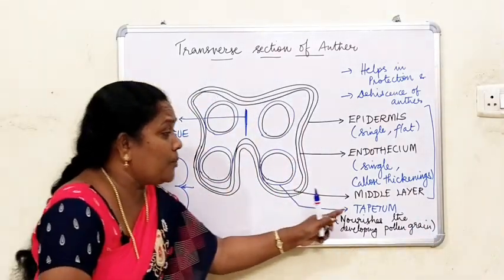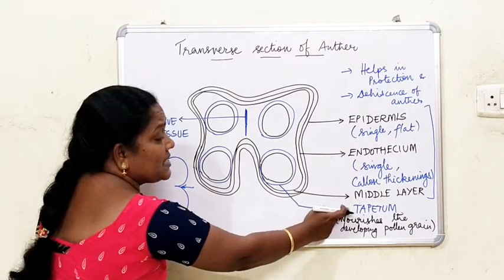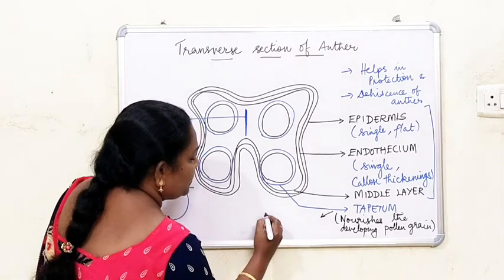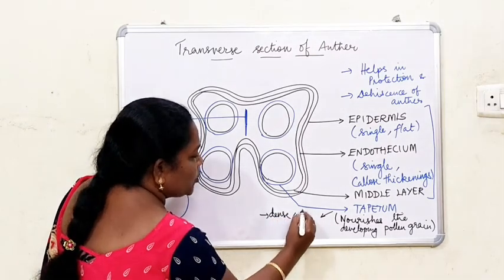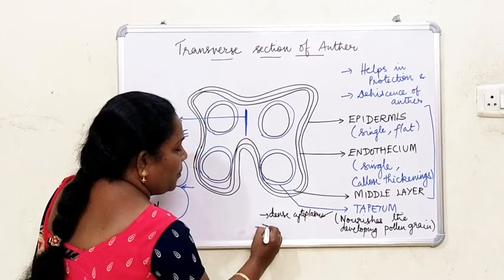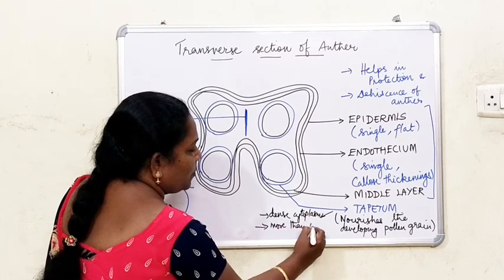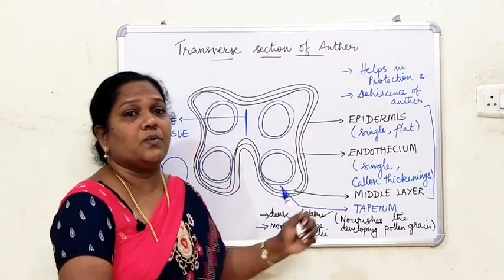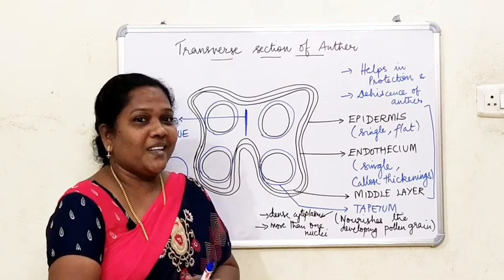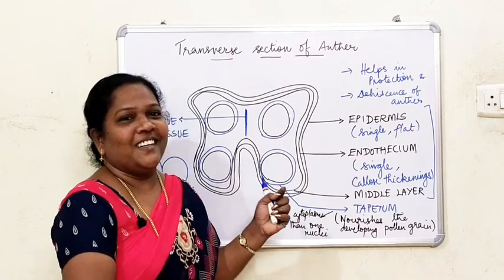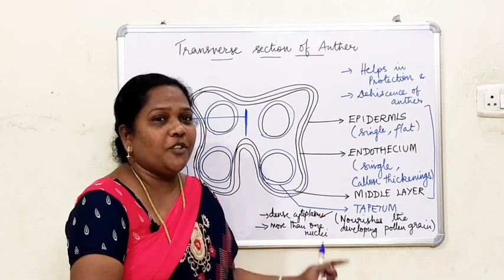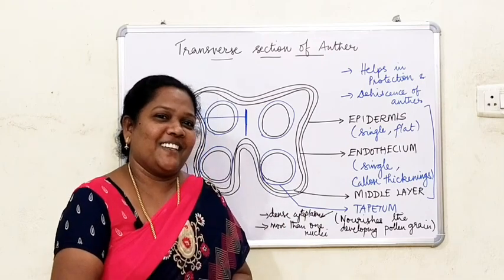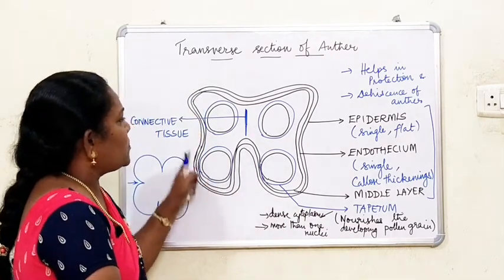And one more thing, what is the importance of this tapetum? It has dense cytoplasm. I'll mention here, it has dense cytoplasm and more than one nucleus. Now can you tell me when the tapetal cells could become binucleate? During nuclear division, when it is not followed by cytokinesis, the tapetal cells become binucleate.